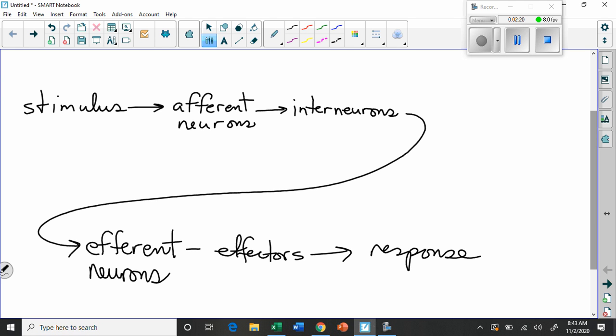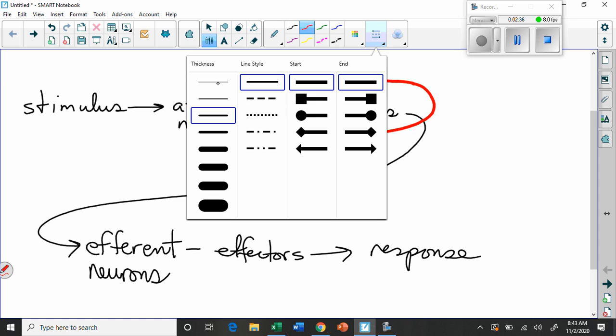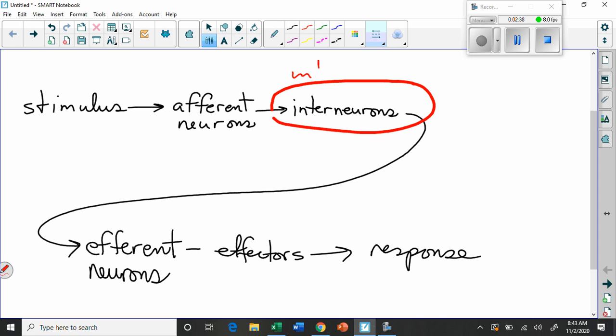Okay? So then what I'll do is I'm going to put a little red circle around the interneuron part. That's the integration section. That's what's happening in the brain, or not necessarily the brain. It could also be the spinal cord. We'll see. That's the integration area. And then you have your incoming and outgoing. And that's essentially what afferent means. Afferent means incoming.